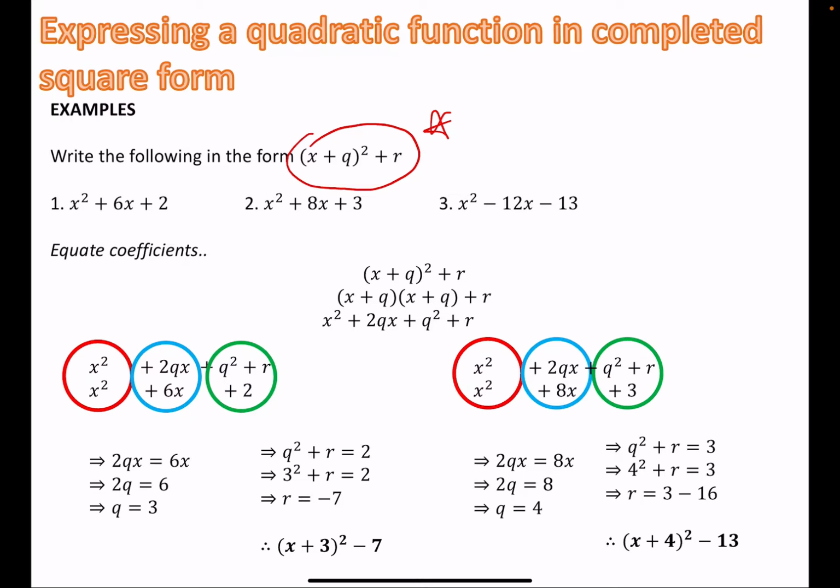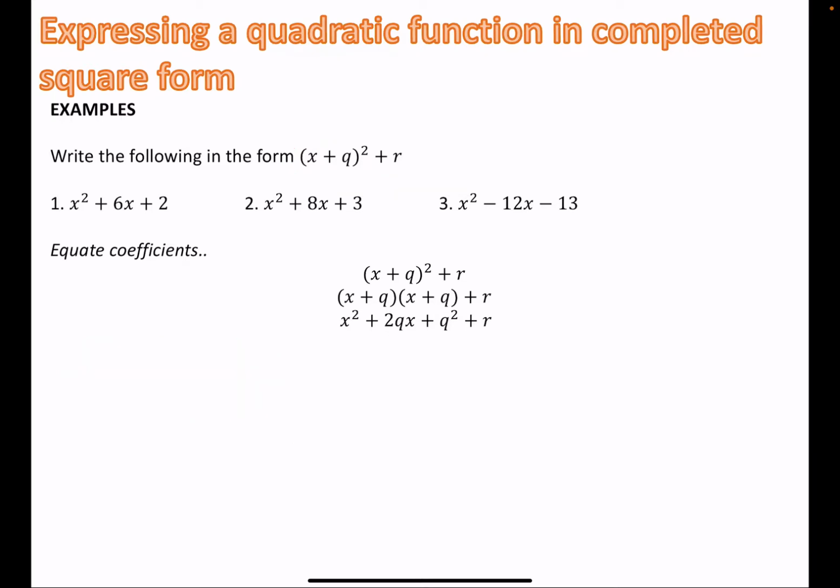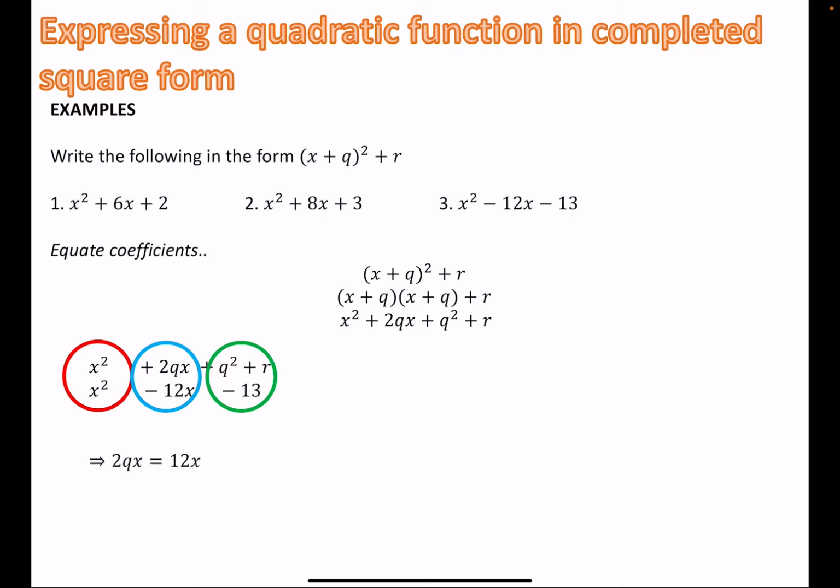Okay, so the final version there, again, we're still equating with the same coefficients, so I'm still matching up with x squared plus 2qx plus q squared plus r, but I've got x squared minus 12x minus 13 now. So just be careful with your negatives here, but still doing the same thing. The x squareds will match up. As I say, in National 5, they should always match up, so you don't necessarily need to worry about that. It's just everything that comes thereafter. So 2qx equals 12x, 2q equals 12, q equals 6. I've got my number in my brackets.